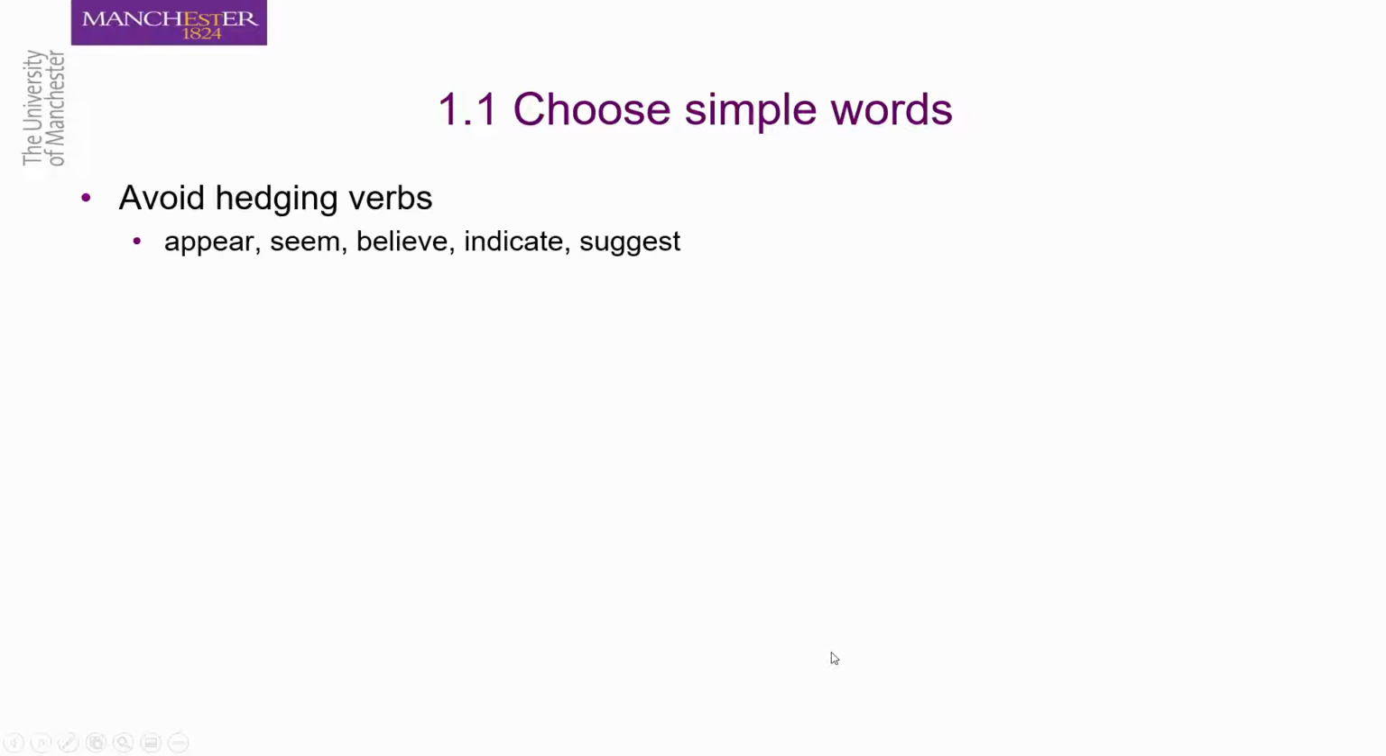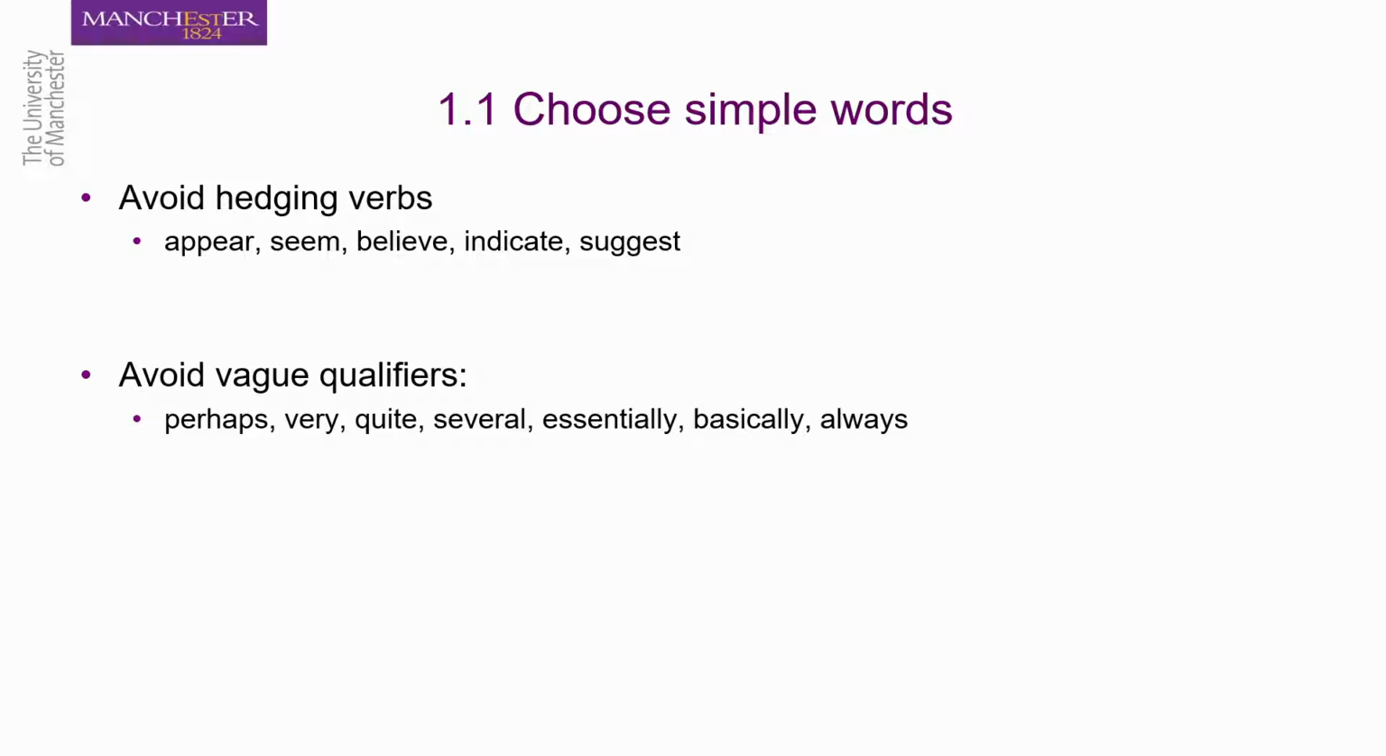And the next one is avoid hedging verbs. These are sort of tentative language you will use in writing. So instead of answering a question directly, you use very soft language, like there appears to be an effect. The effect seems significant. In scientific writing, you want to be precise. It's either significant or not significant. You can't just say seems significant. If you don't have to use these verbs, use the concrete action verbs instead.